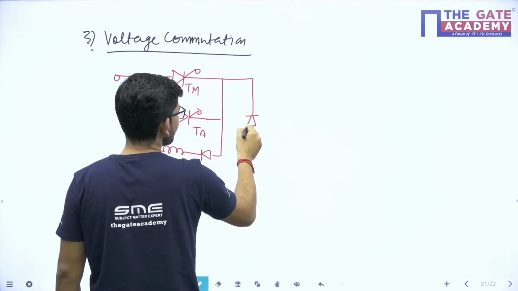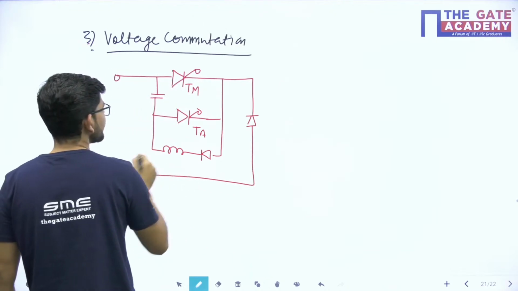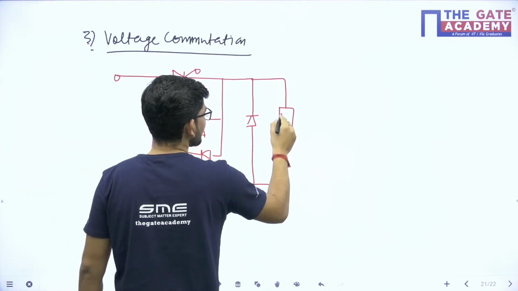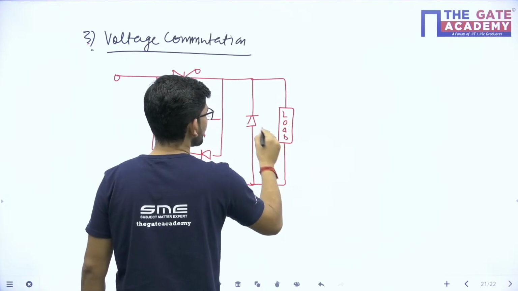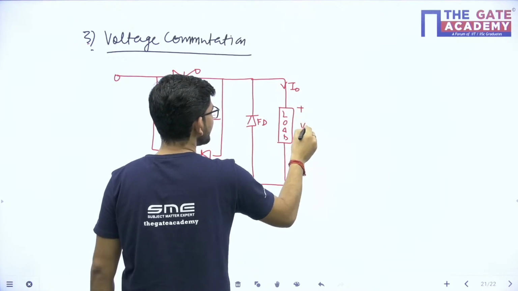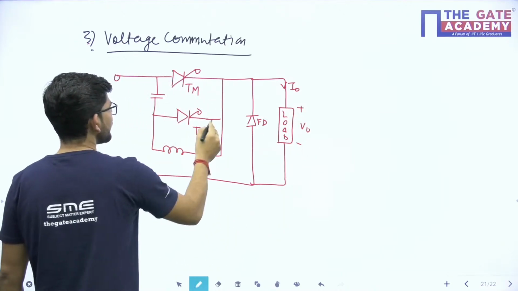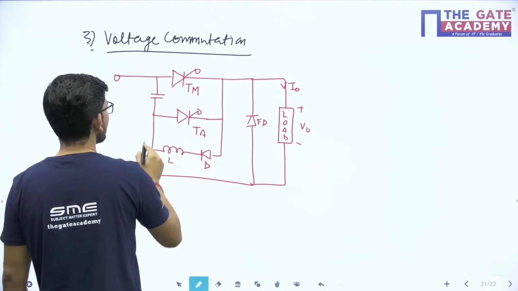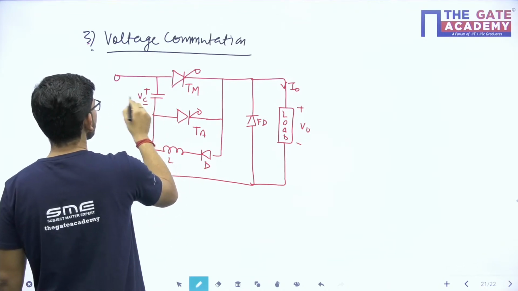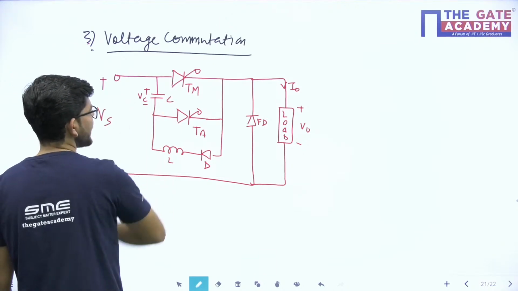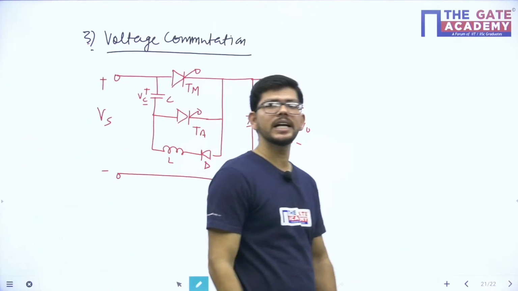Then we have a freewheeling diode in this particular case as well, and then we have the load connected. So this is the load, this is the freewheeling diode, this is current I naught, this is voltage V naught, this is the main thyristor, diode, this is L, this is the capacitor C. So we have this particular circuit with us in voltage commutation.